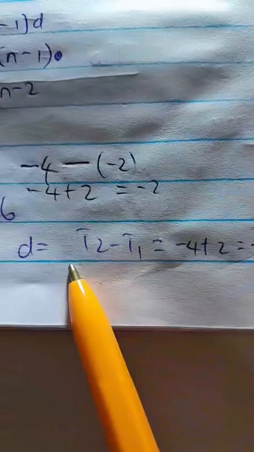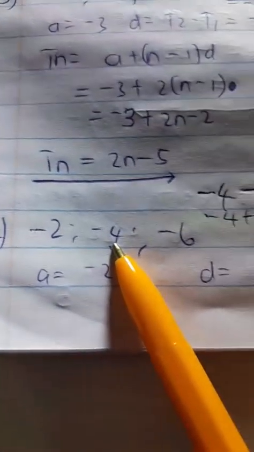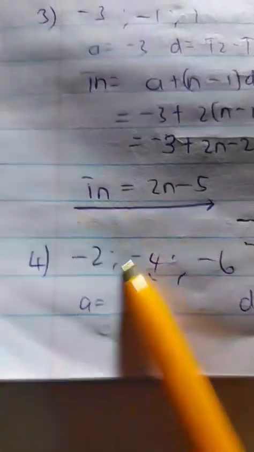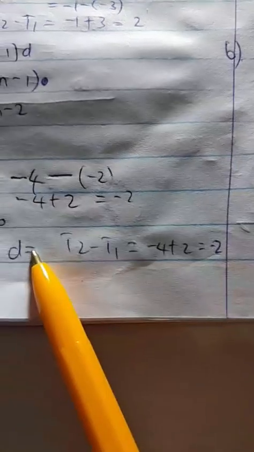Okay, so a is equal to negative 2, and the constant difference is equal to negative 2 as well. Please, people, let's be very careful of the signs. Negative 4 minus negative 2 gives us negative 4 plus 2, which is negative 2. So the constant difference is also negative 2.